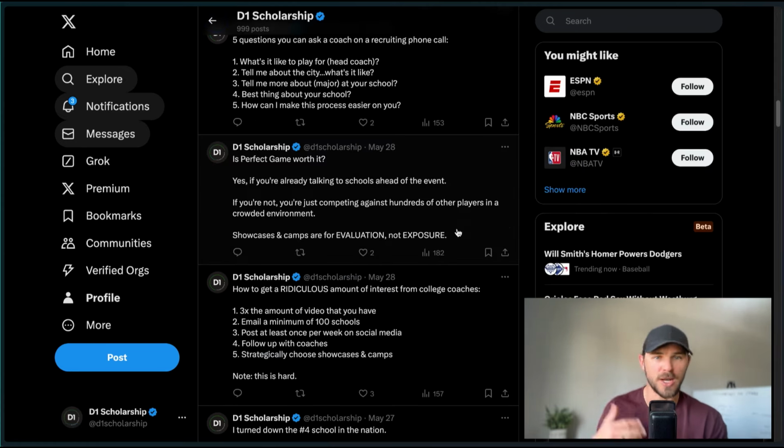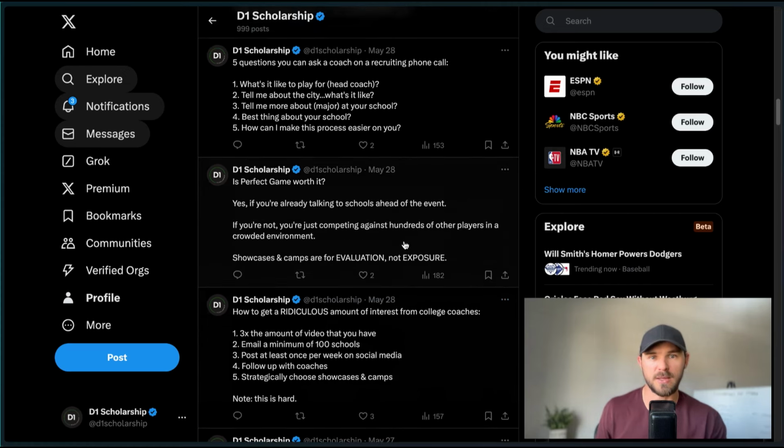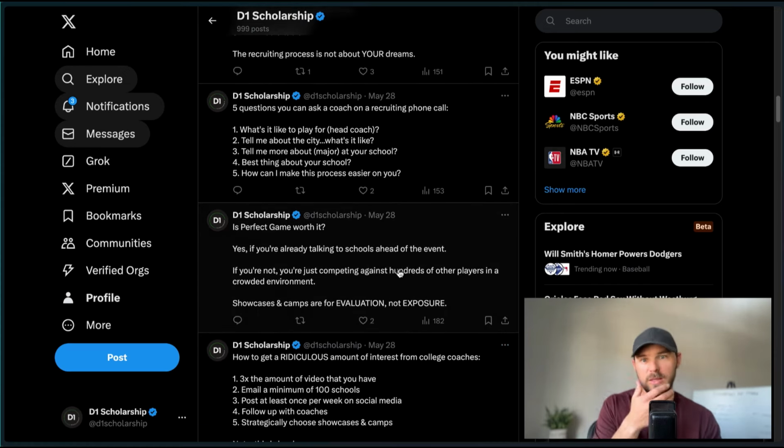It's not how they're marketed and sold to you. Recruiting events in general are sold to you as, hey, get on college coaches' radars. But that's not actually the purpose of those showcases. That's not how college coaches are using those events.